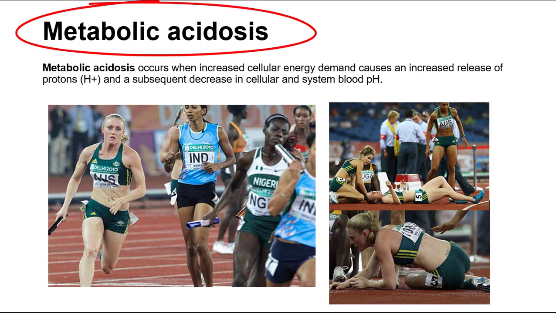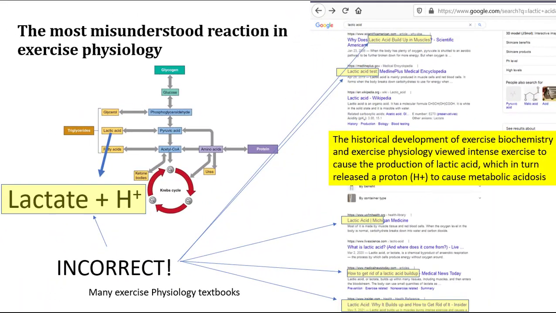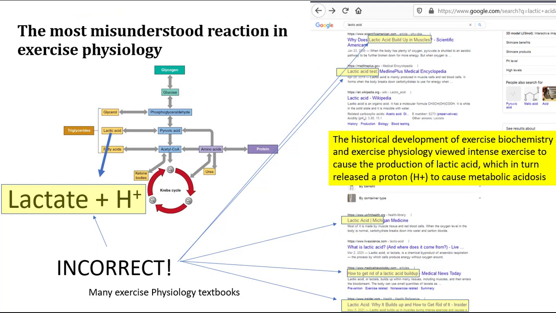First, I would like to define what metabolic acidosis is. Metabolic acidosis occurs when increased cellular energy demand causes an increased release of protons and a subsequent decrease in cellular and system blood pH. We are now ready to discuss one of the most misunderstood reactions in exercise science and in both the fitness and health industry. The historical development of exercise biochemistry and exercise physiology viewed intense exercise to cause the production of lactic acid, which in turn releases a proton to cause metabolic acidosis.